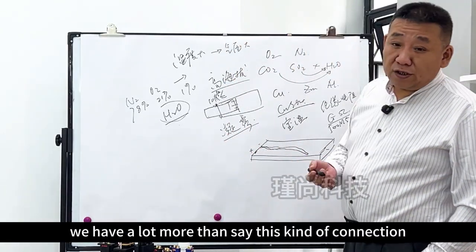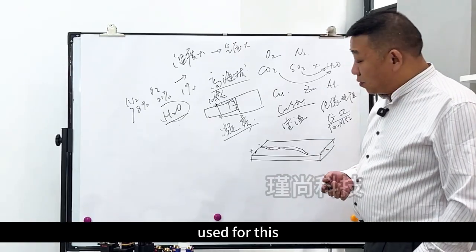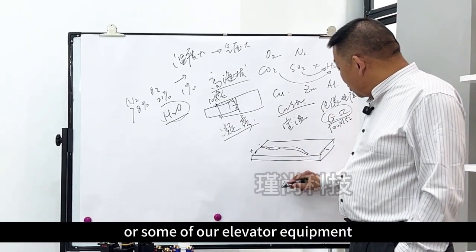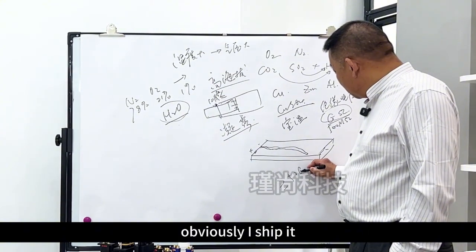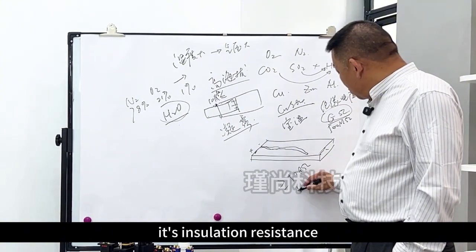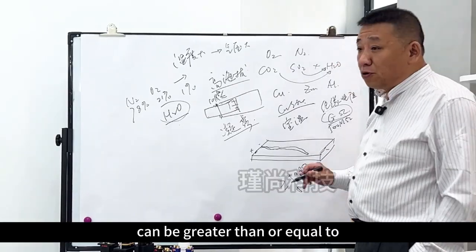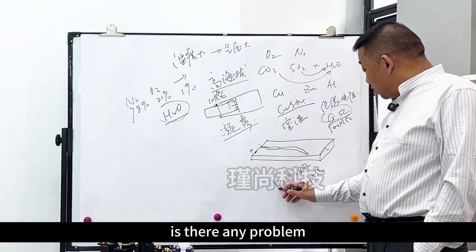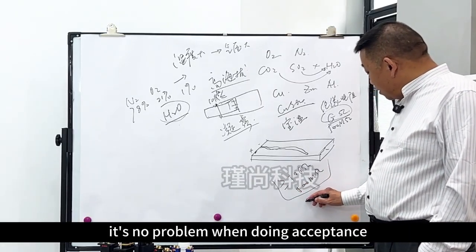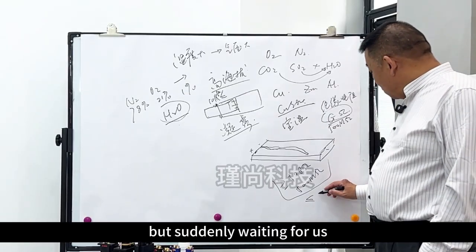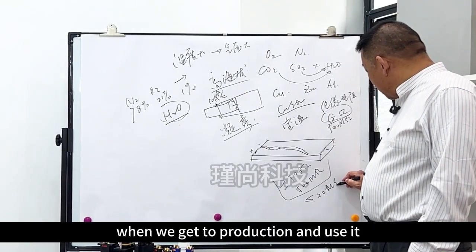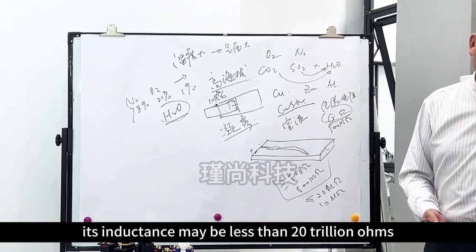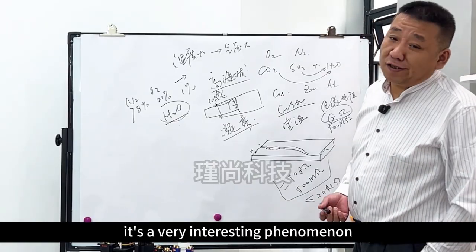Take connectors used for our car batteries or elevator equipment. When we do acceptance, obviously at shipment, the insulation resistance can be greater than or equal to, for example, 50 gigaohms or 500 gigaohms. There's no problem at shipment or acceptance, but then when it gets to production and use, we find its insulation resistance may be less than 20 gigaohms, even 10. It's a very interesting phenomenon.